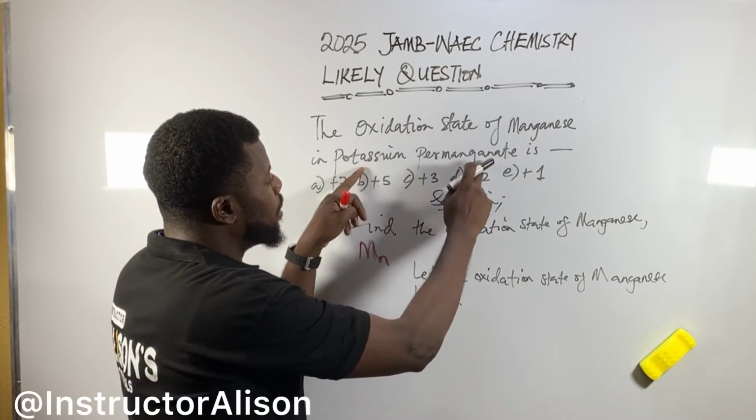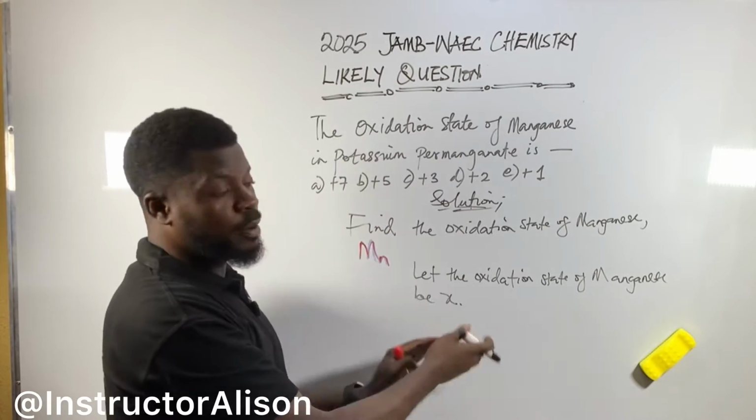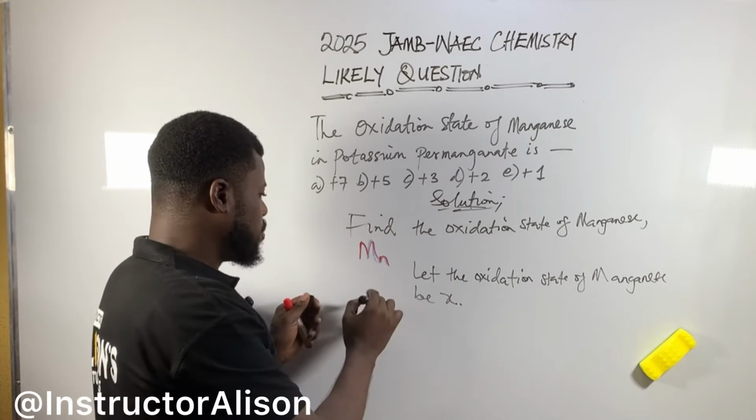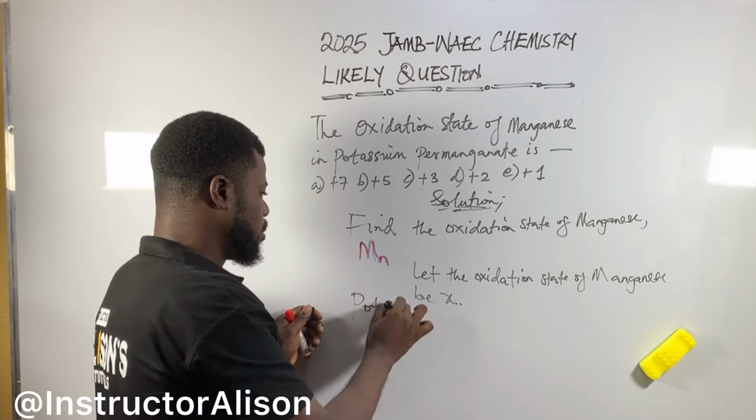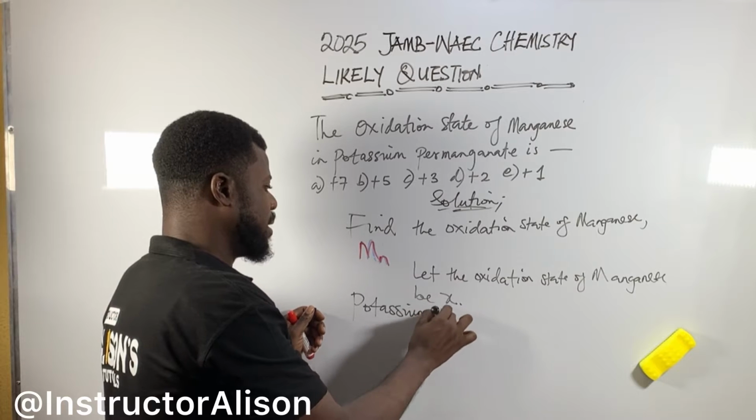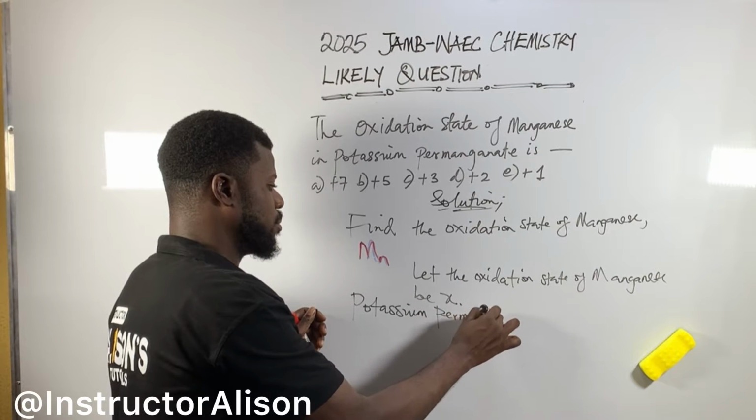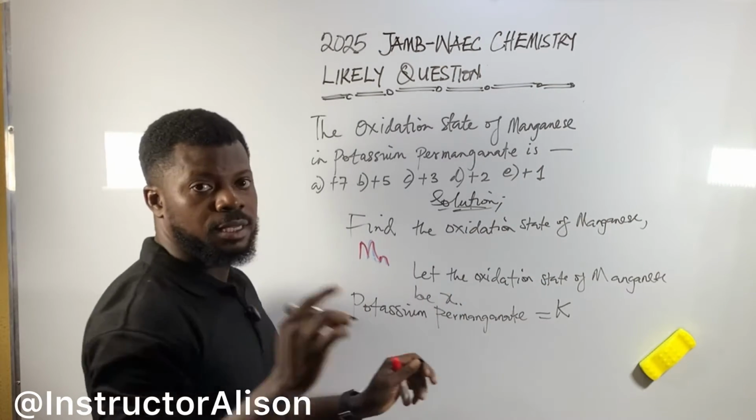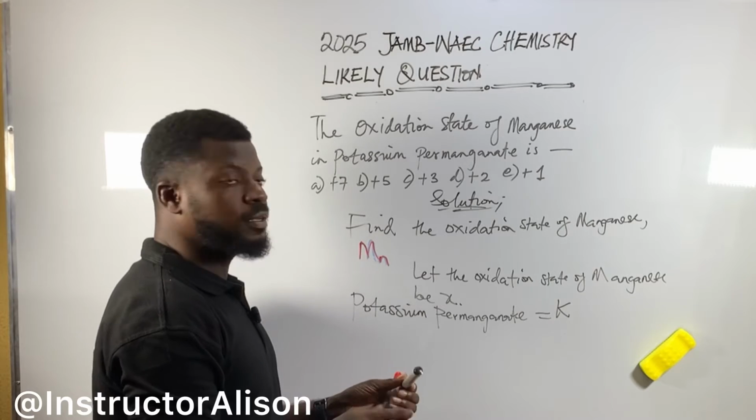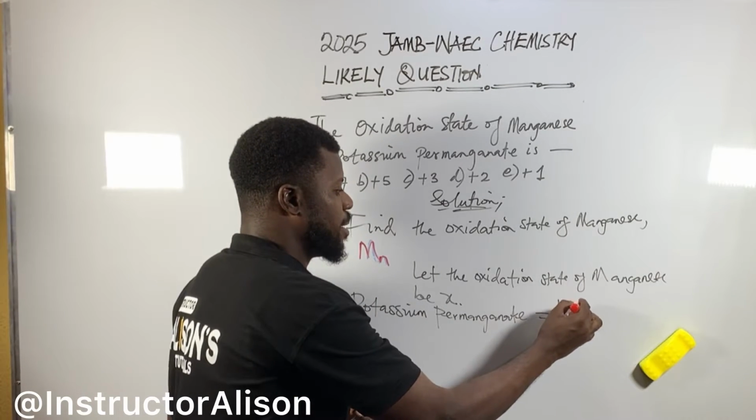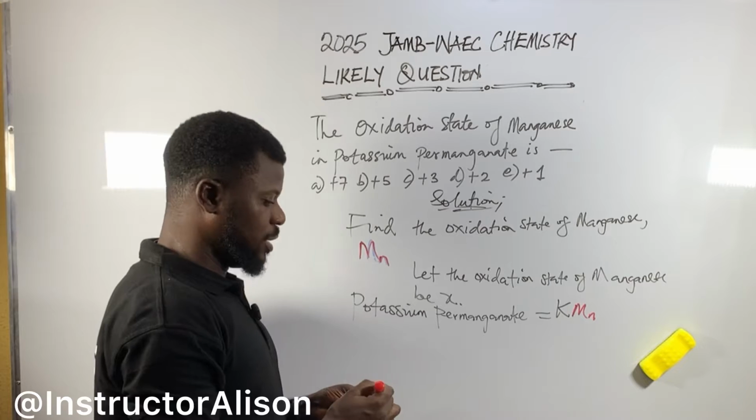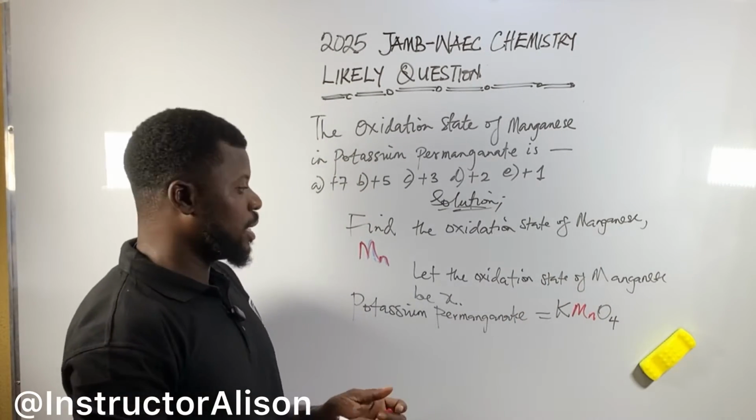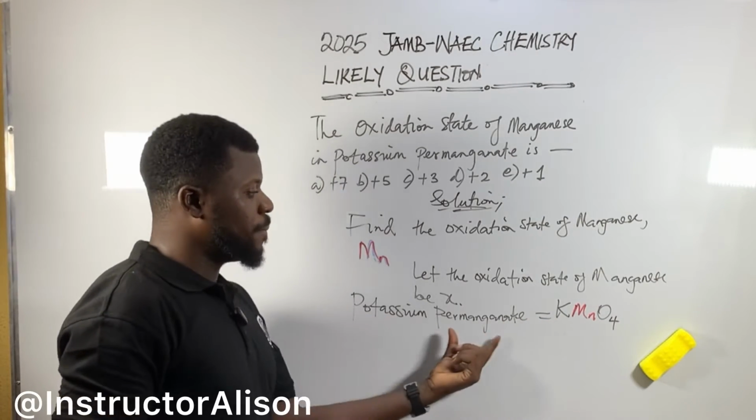If you no sabi the compound, you no sabi write this compound out. You don't enter one chance. So potassium permanganate. The symbol na K, capital letter K. Remember say manganese go dey inside. Mn, then O4. That one na wetin they call potassium permanganate.